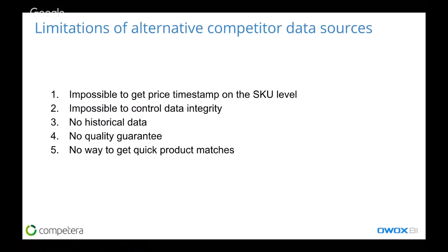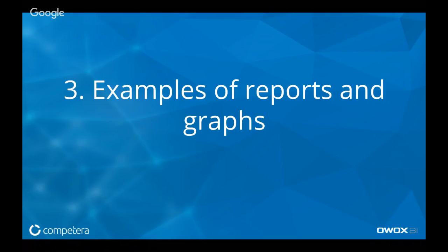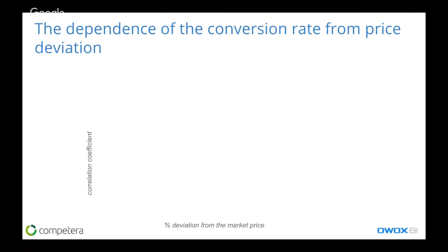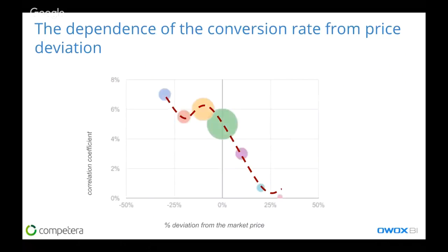Okay, Andrey. Thanks, Nick. So let's run through some interesting examples of reports and graphs that we can create having this data. So let's see the dependence of the conversion rate on the price deviation. It is obvious that if we have a higher price than our competitors, then we'll have lower sales. And if for particular products the price is lower than the market, then of course we will have a bigger sales volume for that product.